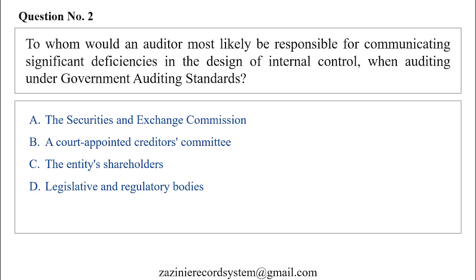Correct answer is letter D. Explanation. Letter D is correct because government auditing standards specifically direct significant deficiency communications to legislative and regulatory bodies, reflecting the public accountability built into government audits. The SEC, a creditors committee, and shareholders aren't the intended recipients in this governmental context.